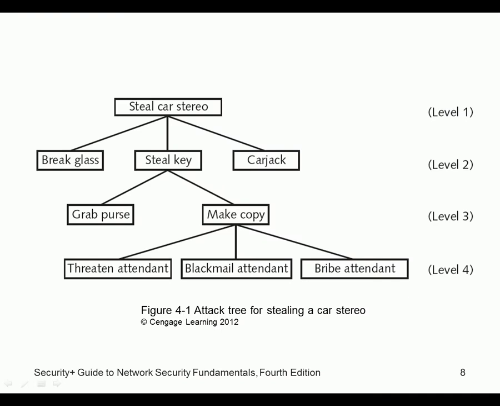All right, so here's our attack tree for stealing your car stereo. They could break the glass. They could steal a key. They steal a key. They could grab the purse. They could make a copy. Okay, how are we going to make a copy? Well, we could bribe an attendant. We could blackmail an attendant. We could threaten an attendant. So there's all kinds of different things that could happen.